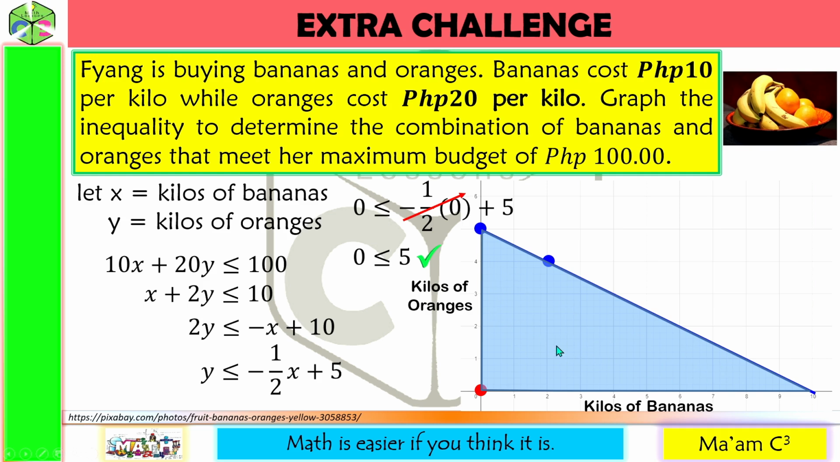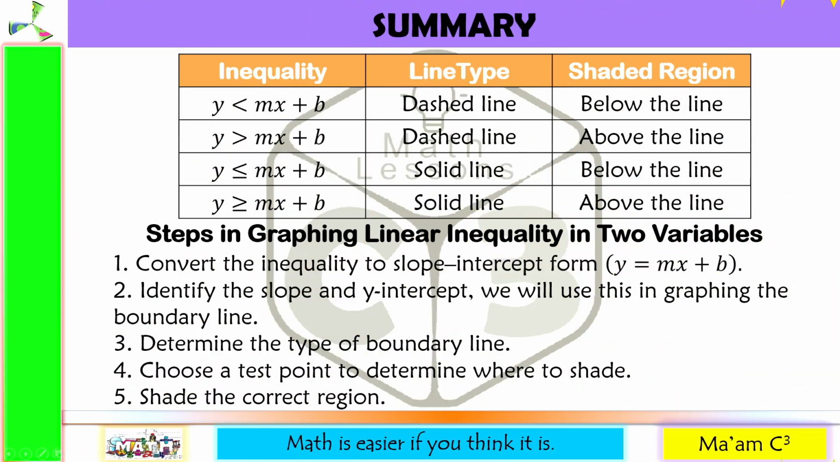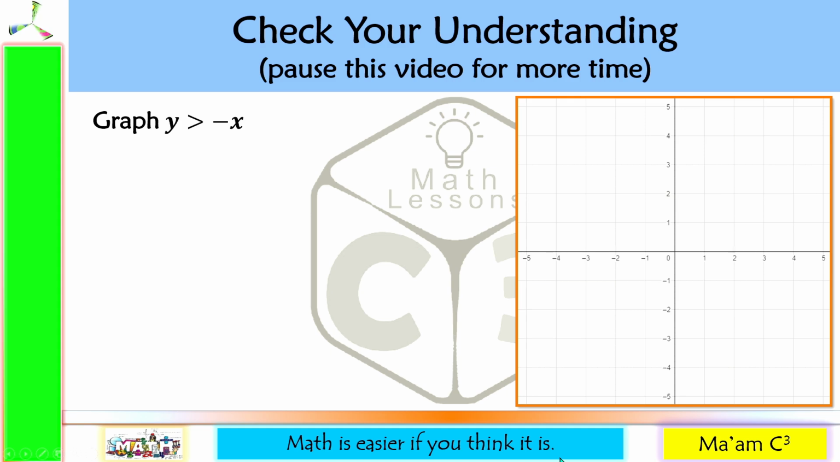Let us do quick checking. If the inequality has or equal to, we should use solid line. So this is correct. If the inequality is less than, the shaded region should be below the boundary line. So this is also correct. For the summary, here are the things that we learned in this lesson. Take time to understand this. Now, it is time to check your understanding. Pause this video for more time.